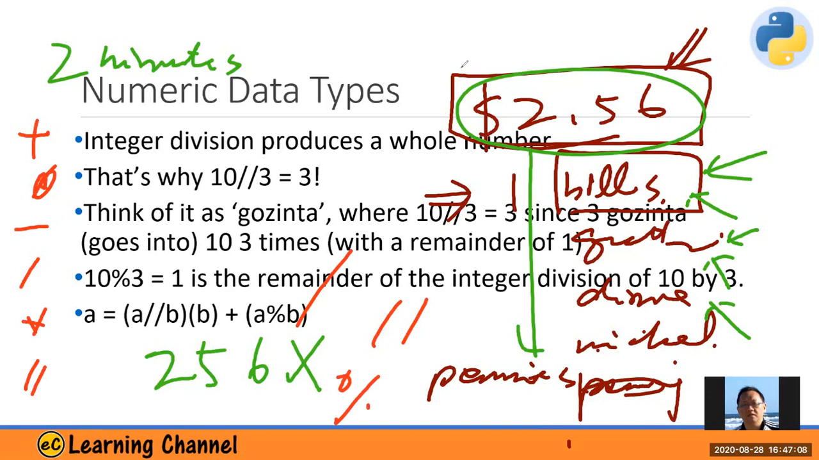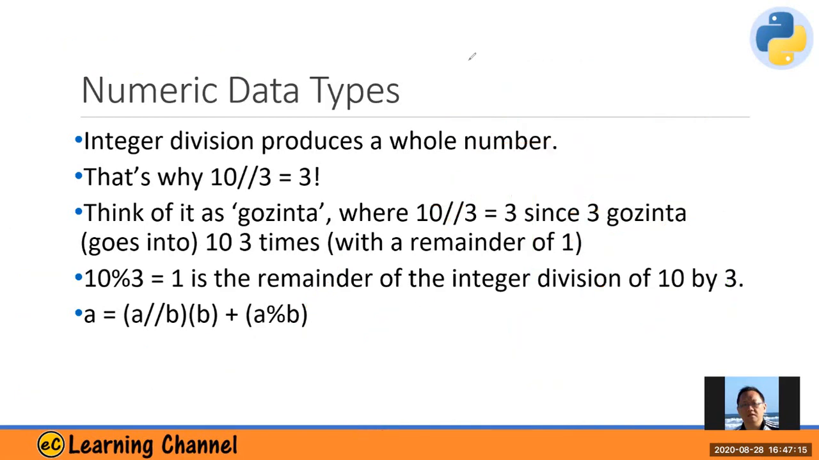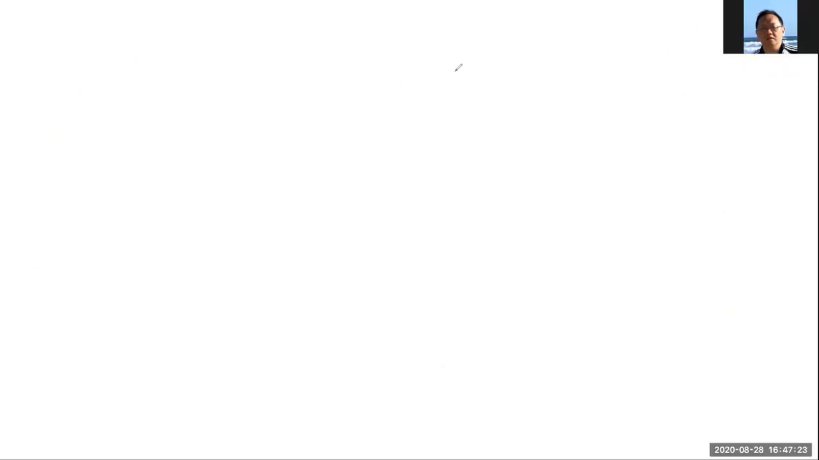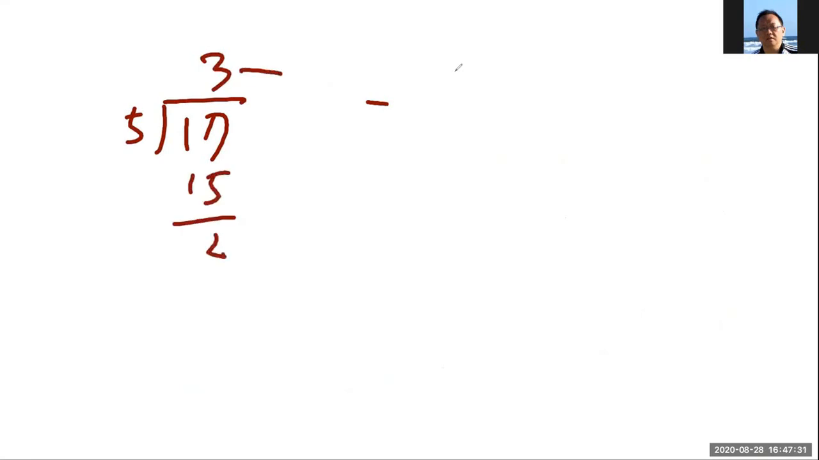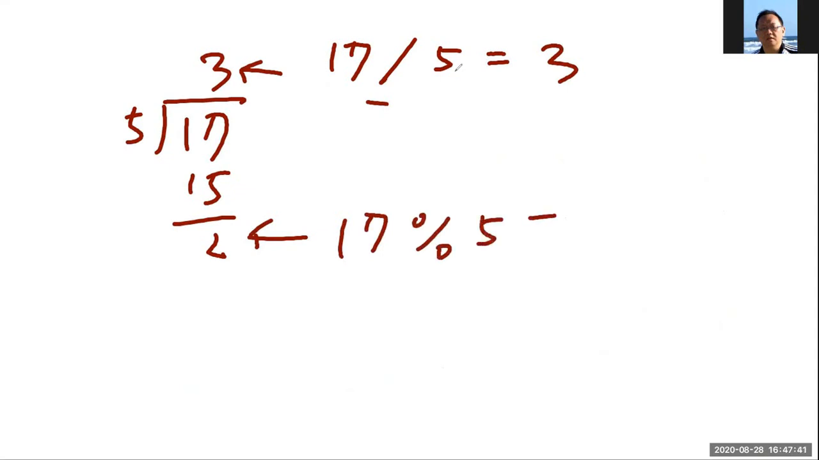And there's a percentage sign, called remainder. So what it is: here we have, say, 17 divided by 5. Okay, so 3, 15, remainder 2. So this one is called 17 divided by 5, you get 3. This one is called taking remainder. So 17 taking remainder by 5, you get 2. Is that okay?